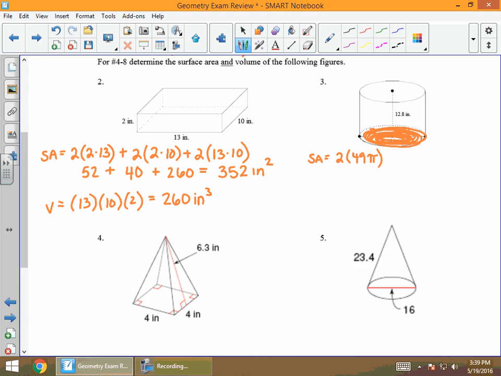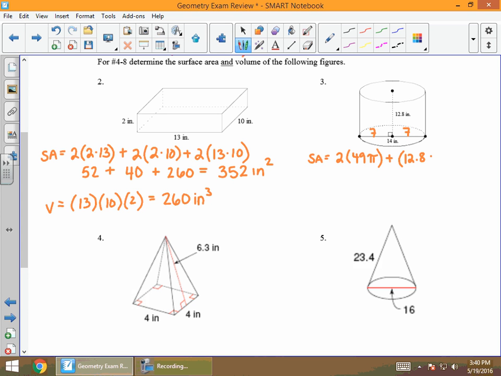Top, bottom. And then I have to add the side. The side is a rectangle, and that rectangle will have a height of 12.8. And its length will be the circumference of the circle.